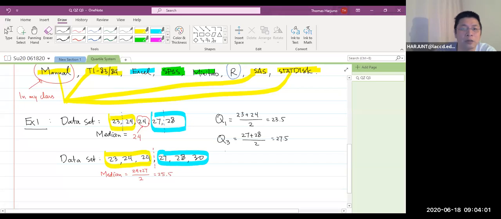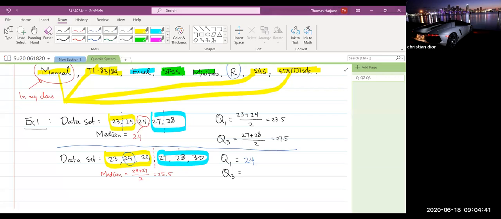Now you tell me then, what is my first quartile in this example here? The first quartile is 24. That's right. Let me use another color. This 24. Okay, and the third quartile is 28. That's right.